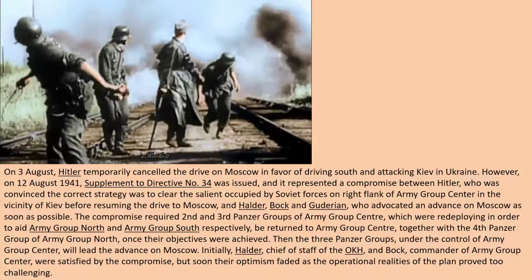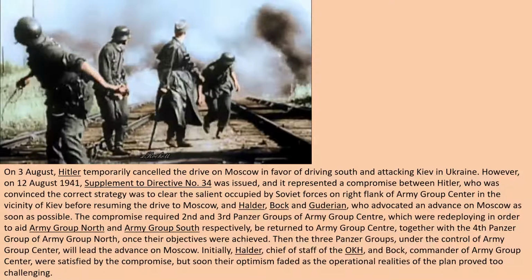The compromise required the second and third Panzer groups of Army Group Center to be redeployed in order to aid Army Group North and Army Group South, respectively. They would be returned to Army Group Center along with the 4th Panzer Group of Army Group North once their objectives were achieved, and they were achieved. Then the 3 Panzer Groups under the control of Army Group Center would lead the advance on Moscow, and that's what they did. Initially, Halder, Chief of Staff of the OKH, and Fyodor von Bock, commander of Army Group Center, were satisfied by the compromise.